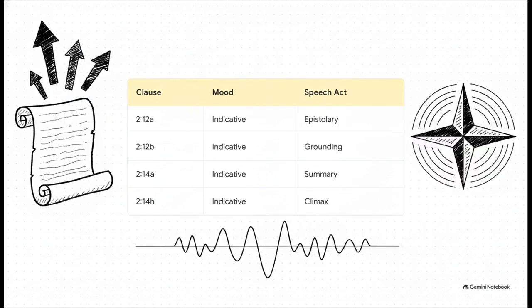Turning to the interpersonal metafunction, we want to analyze social distance in speech acts. What's wild here is the exclusive use of the indicative mood throughout this entire section. There are literally zero imperatives. None. Instead, the text alternates in this beautiful rhythmic pattern between direct epistolary addresses, like clause 2:12a, and heavily theological grounding assertives, like 2:12b. The authorial stance is entirely assertive, laying down profound theological certainty.